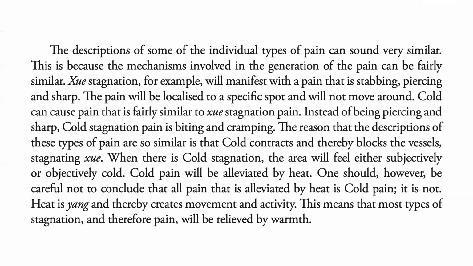The descriptions of some of the individual types of pain can sound very similar. This is because the mechanisms involved in the generation of the pain can be fairly similar. Blood stagnation, for example, will manifest with a pain that is stabbing, piercing, and sharp. The pain will be localized to a specific spot and will not move around. Cold can cause pain that is fairly similar to blood stagnation pain. Instead of being piercing and sharp, cold stagnation pain is biting and cramping. The reason that the descriptions of these types of pain are so similar is that cold contracts and thereby blocks the vessels, stagnating blood. When there is cold stagnation, the area will feel either subjectively or objectively cold.